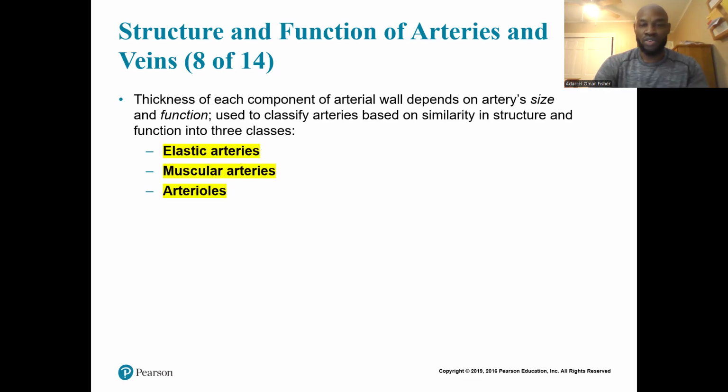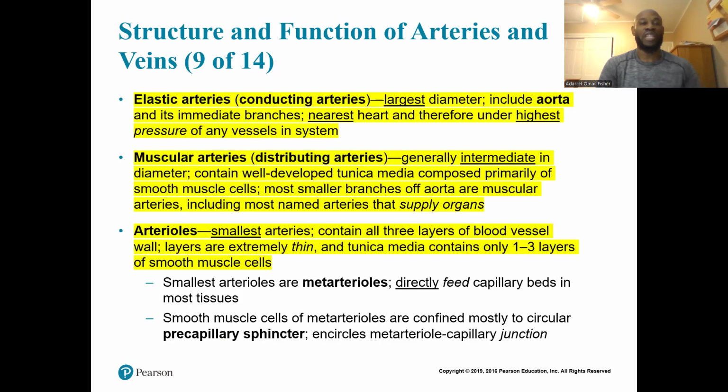The thickness of each component of the arterial wall depends on artery size. You have different types and sizes of arteries, and different functions. So you have elastic arteries. Think of the aorta. You have muscular arteries, which can really control blood flow, and then you have arterioles, which are really your smallest arteries, right? So elastic arteries are largest in diameter. Think of the aorta. They feel a lot of pressure because they have the highest pressure, being the closest to the heart.